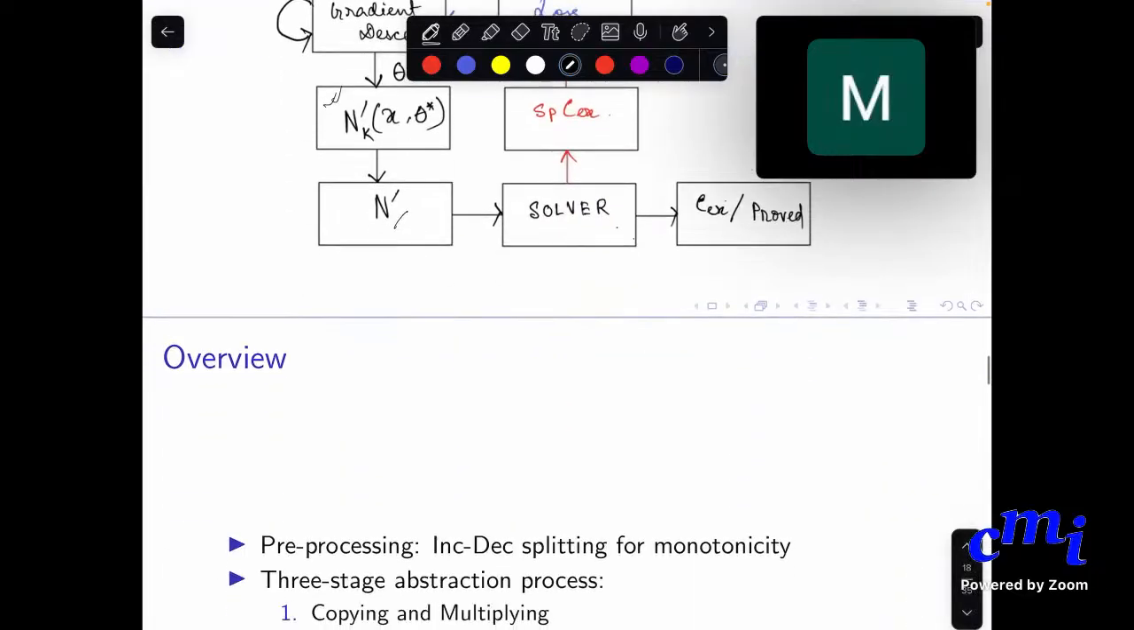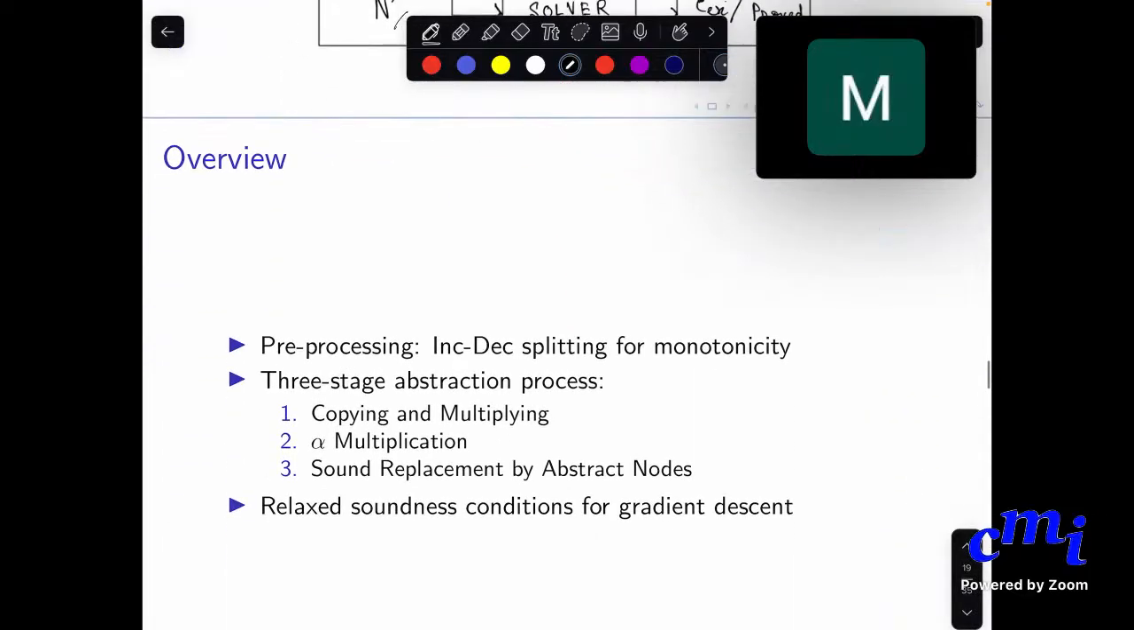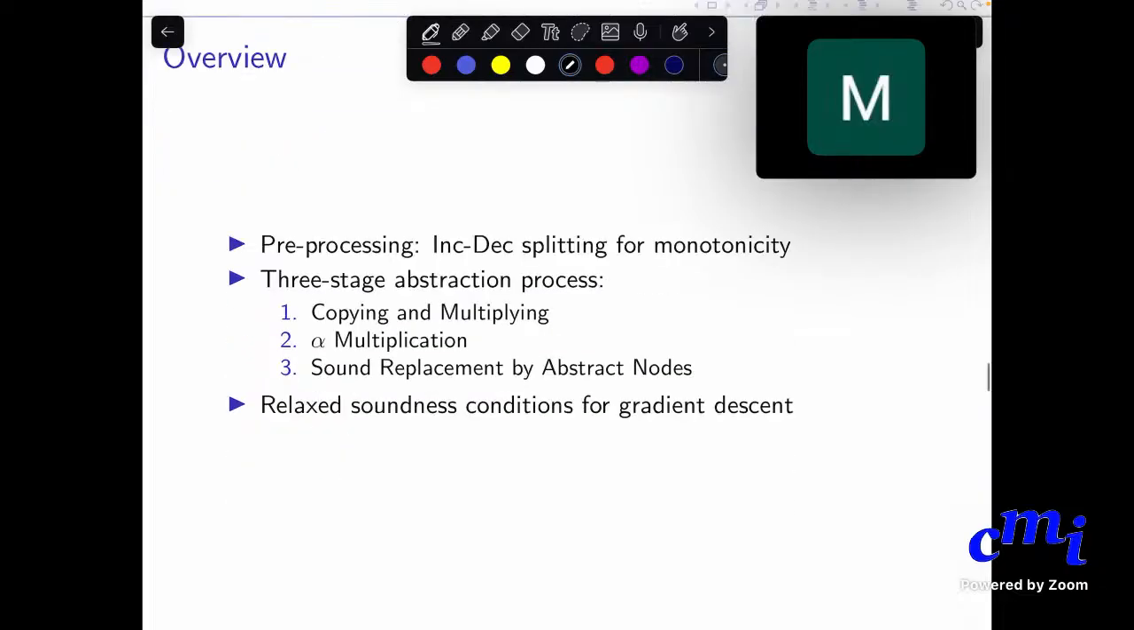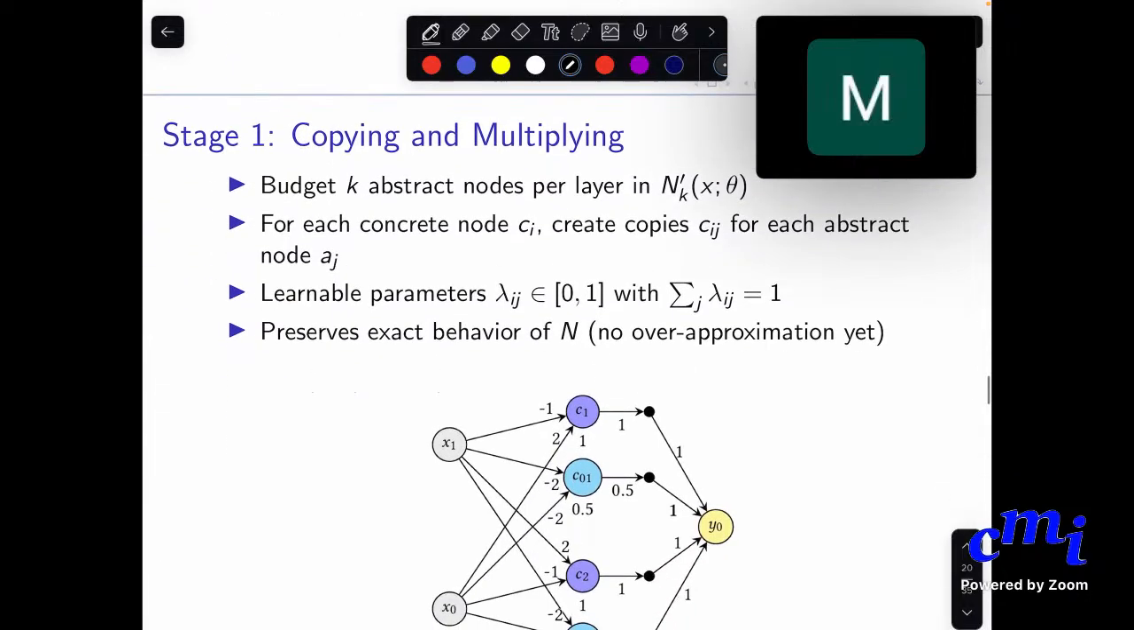Fine. Yeah. So overview is that we have already done the splitting depending on whether it's an increasing node or a decreasing node. So the abstraction process will have 3 stages. One is the copying and multiplying. Then there will be alpha multiplication, sound replacement by abstract nodes, and finally relaxed soundness condition for gradient descent. We will see each of the processes in detail.